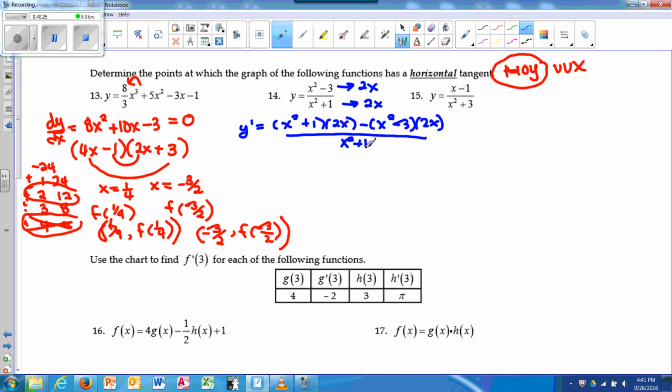So for another example, let's look at 14. I'll pick a new color so it doesn't run together. The derivative of our high part is 2x. Derivative of the low part happens to also be 2x. My slope is low d high minus high d low over the square of what was below.